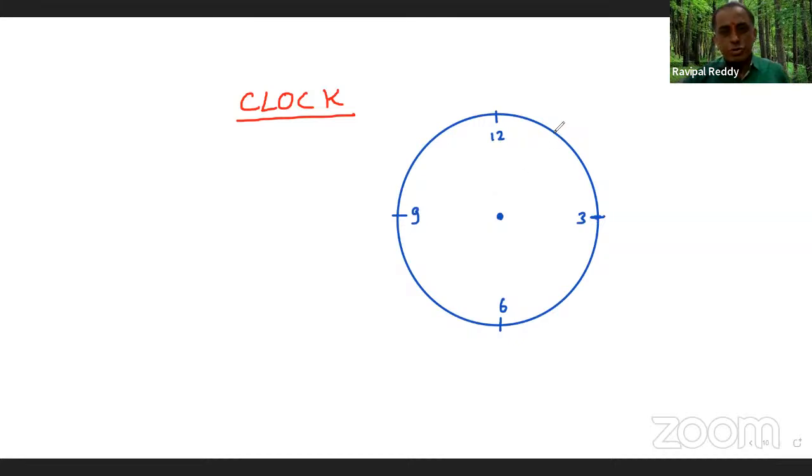Next question, next topic, right? Clock. 1, 2, 3, 4, 5, 6, 7, 8, 9, 10, 11, 12.